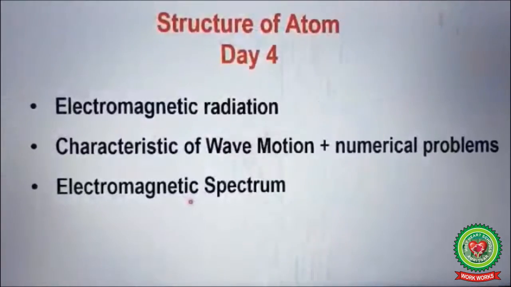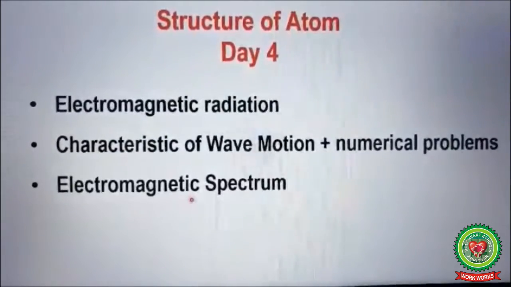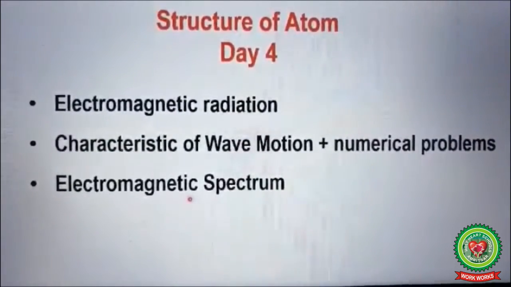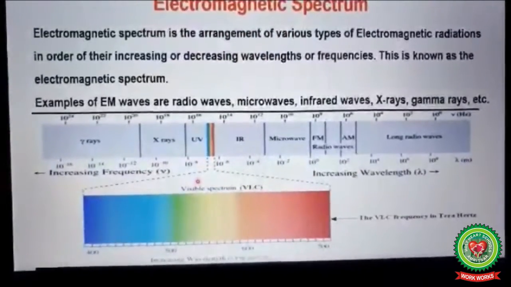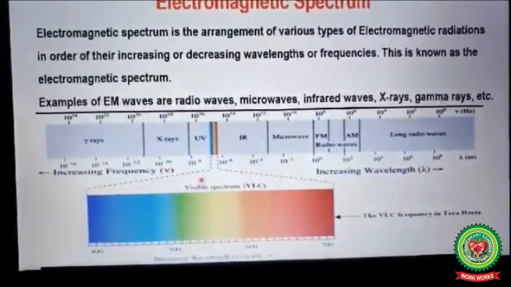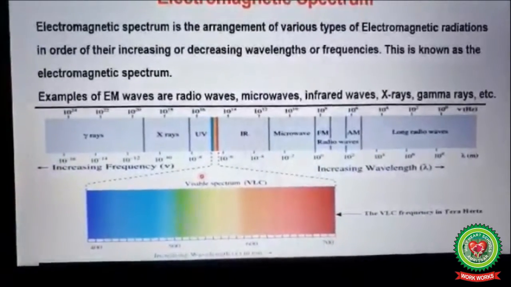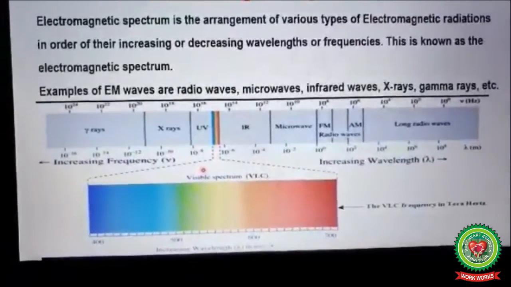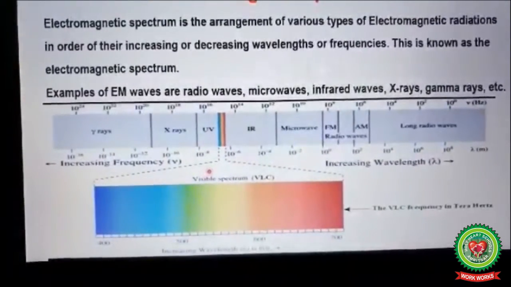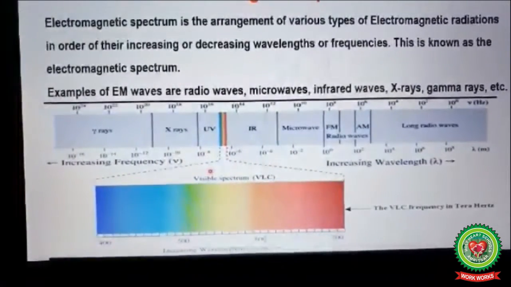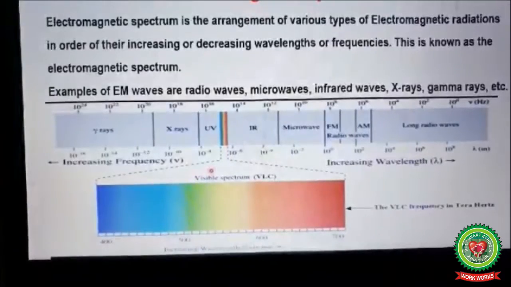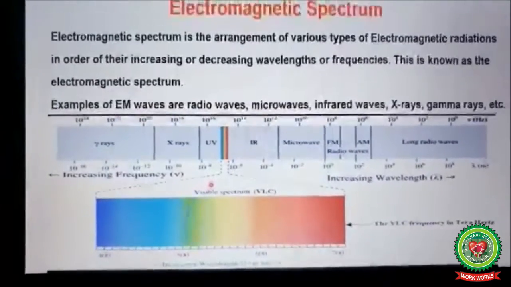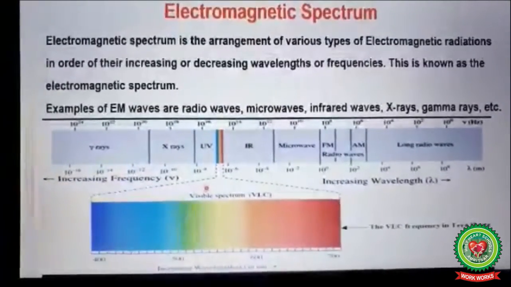Now let's begin with the third point of discussion, that is electromagnetic spectrum. Here in front of you, you can see an impression of the electromagnetic spectrum. You can see that it starts from gamma rays, X-rays and goes up to radio waves. In between, you can see the visible spectrum that starts from 400 nanometers and goes up to 700 to 750 nanometers. So what is basically the electromagnetic spectrum?